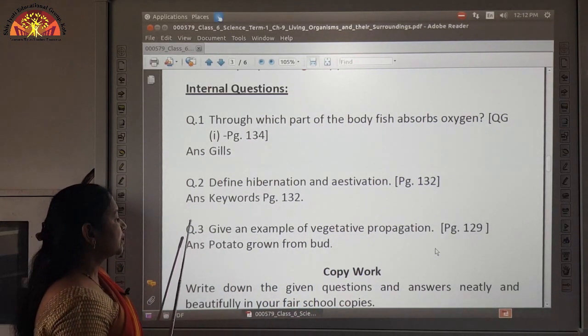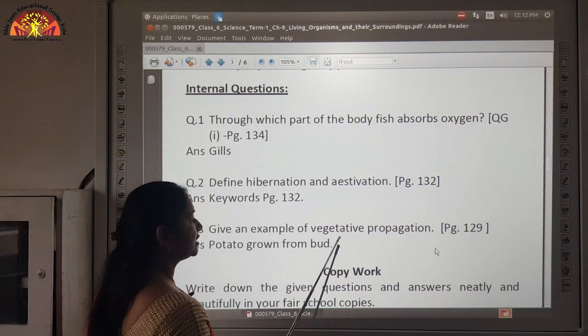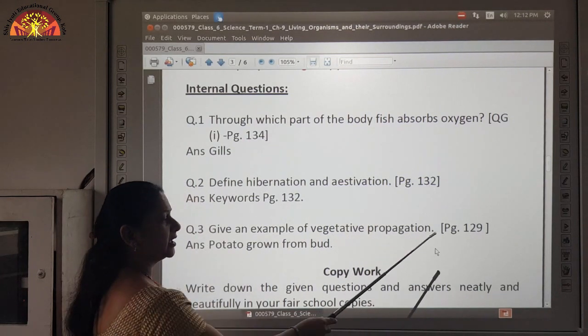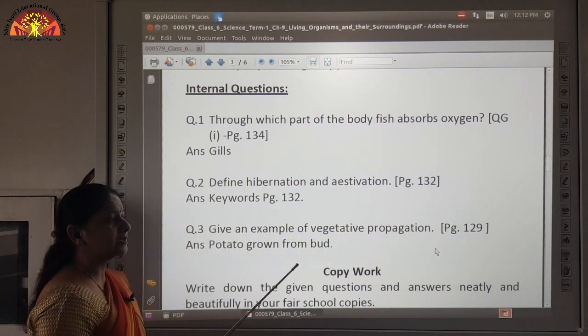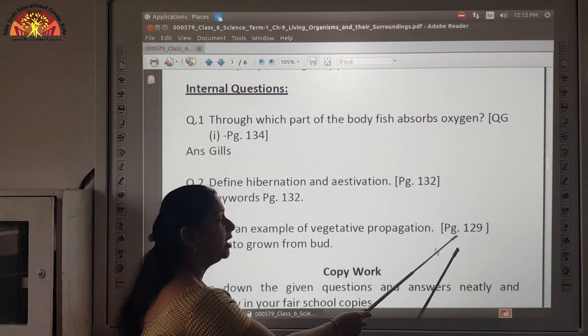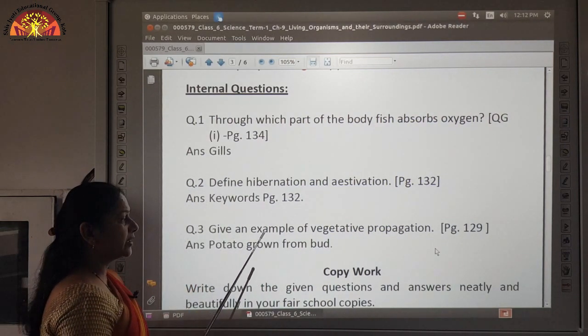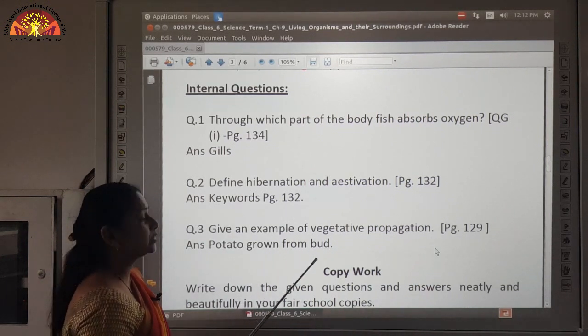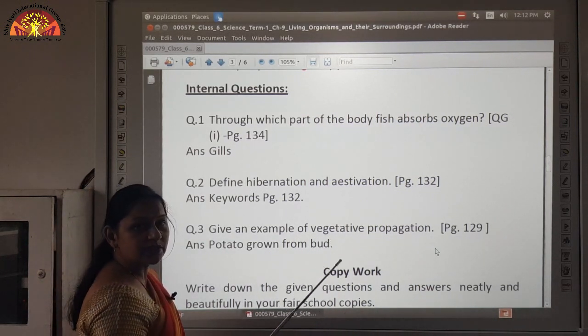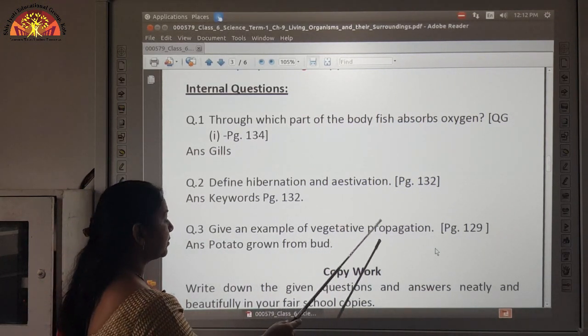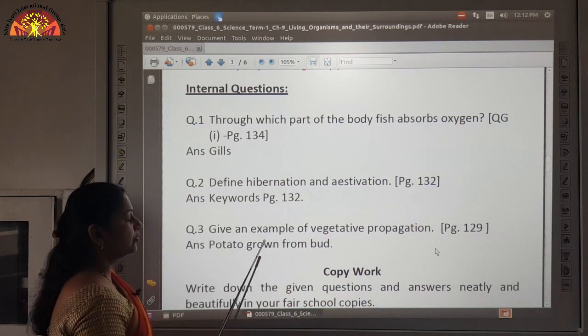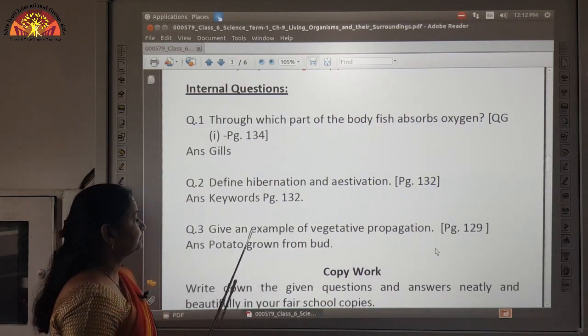Then the third question: give an example of vegetative propagation. Again, this has to be written on page number 129. And what is the answer? An example of a plant which undergoes vegetative propagation is potato, grown from a bud.